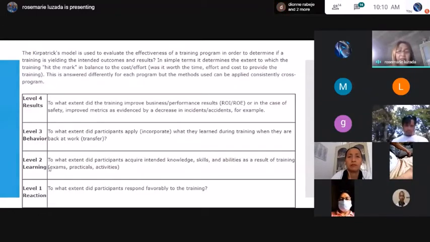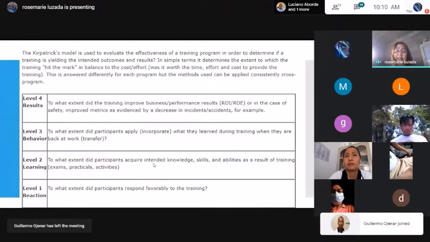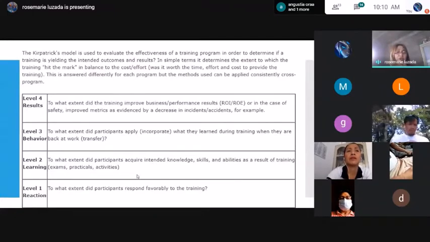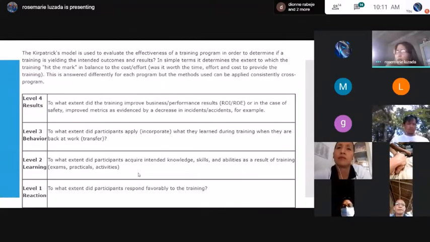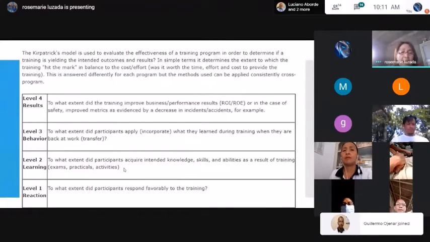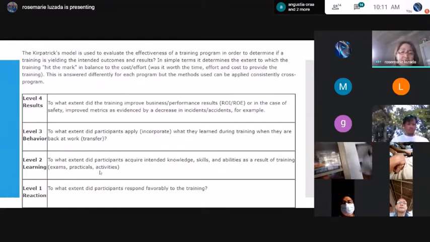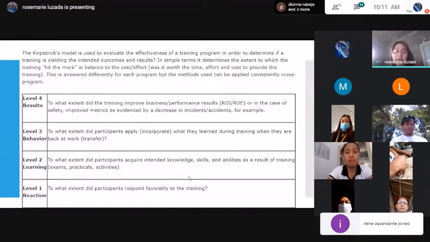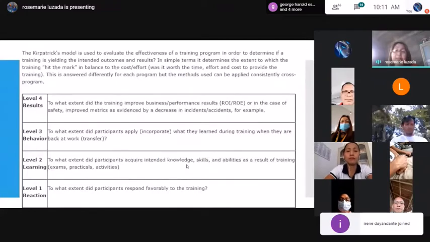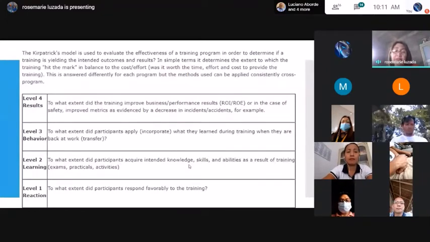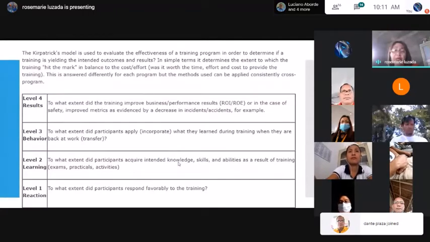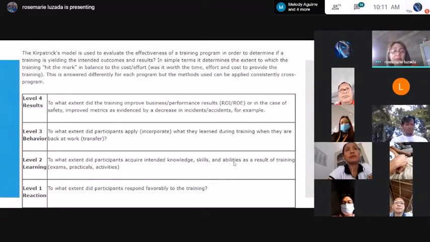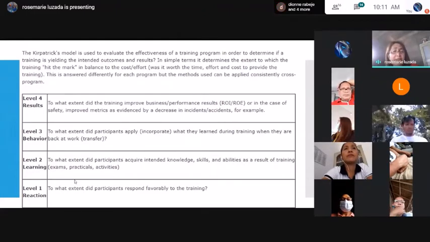To what extent did participants acquire intended knowledge, skills, and abilities as a result of training? So we should check whether learning has been active. Is there an increase, or did the students learn? Are they now knowledgeable, for example, in a particular lesson? Are they now knowledgeable? Are they skillful? And is there an improvement in their abilities as a result of training?